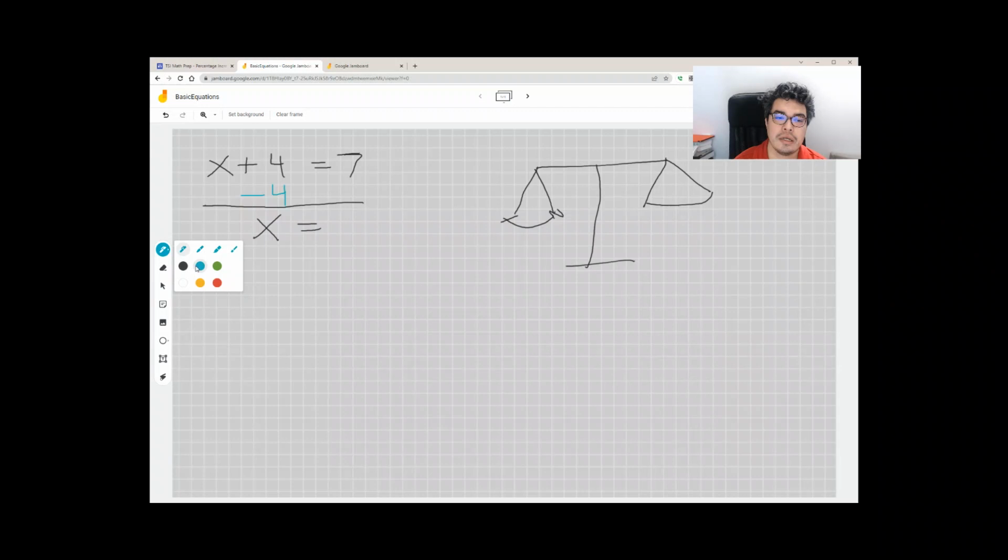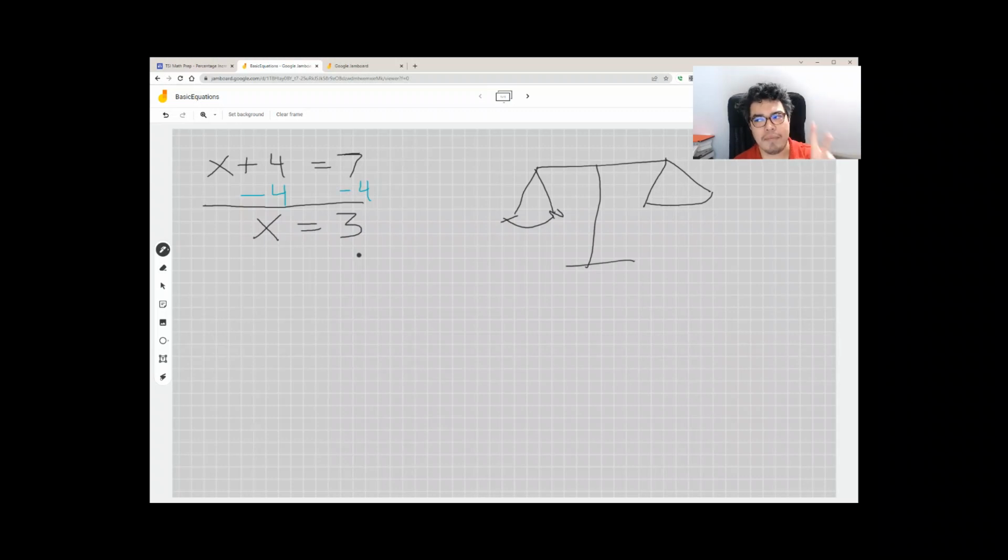But if we think about this balance scale analogy, then if I take away something from the left hand pen, then the right hand pen will be heavier, so it'll go down. So how do we prevent that from happening? Well, I take away 4 from the right as well. In this case, I can see that 7 minus 4 is 3, and voila, we have x equals 3 there, which is exactly what we expected.